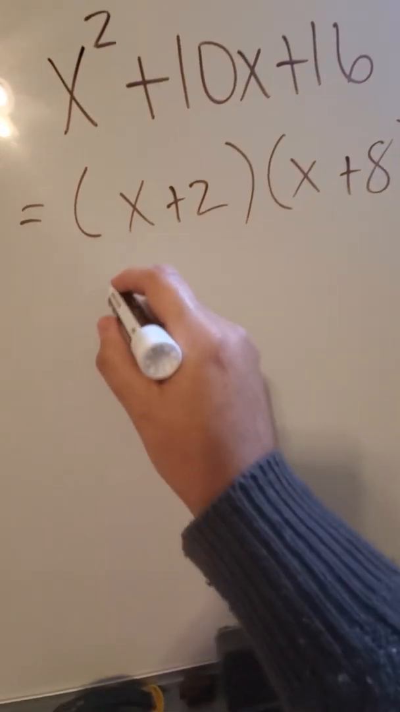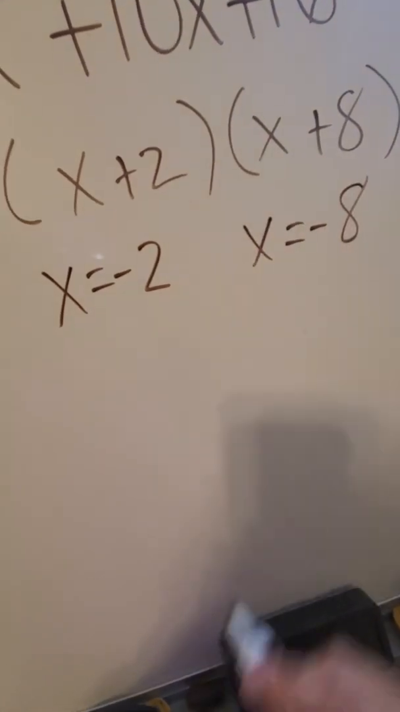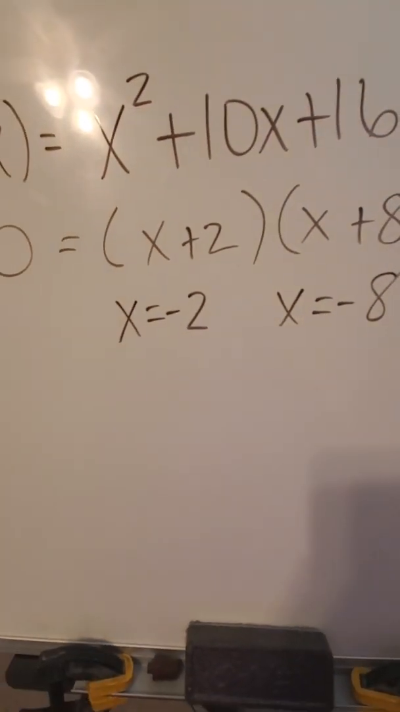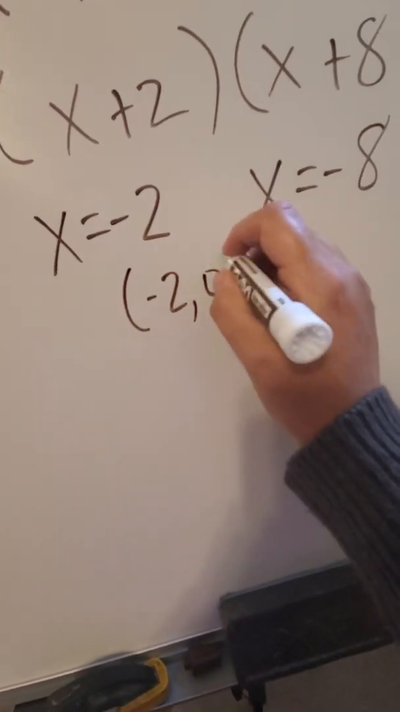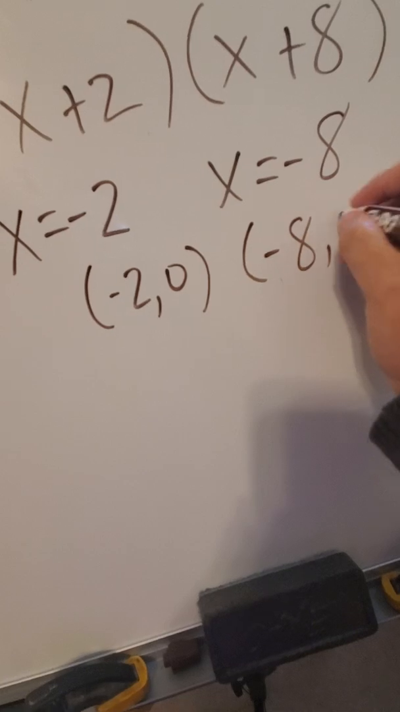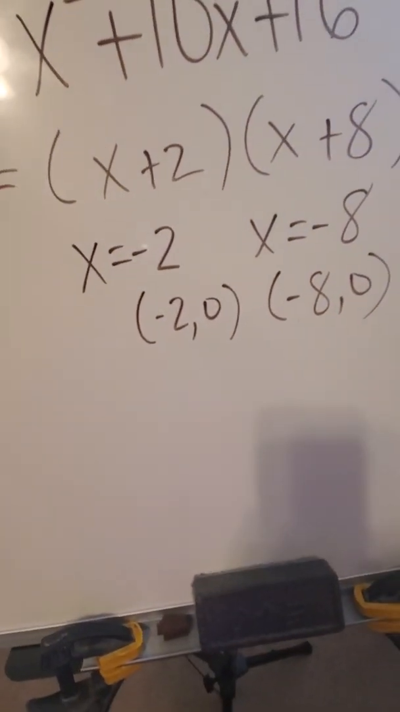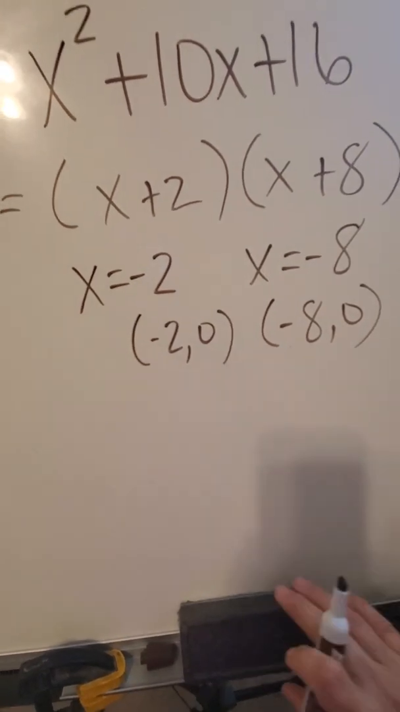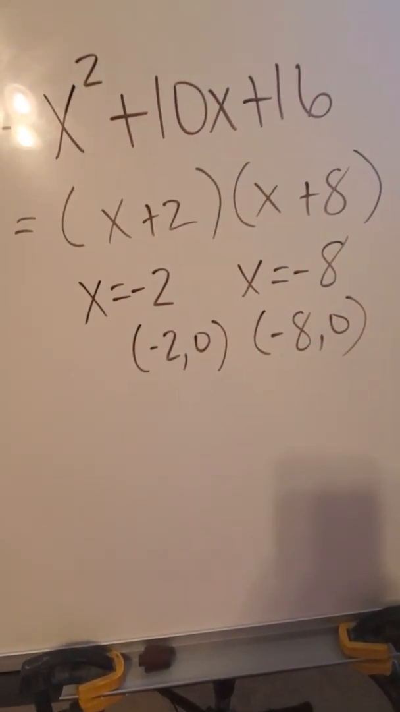Now, I set each one of those equal to 0. I get x equals -2 and x equals -8. So that would be where it crosses the x-axis, the x-intercepts. If you wrote them as an ordered pair, they'd look like this. All right, now, just like before, sometimes we have one that I can't factor this way.